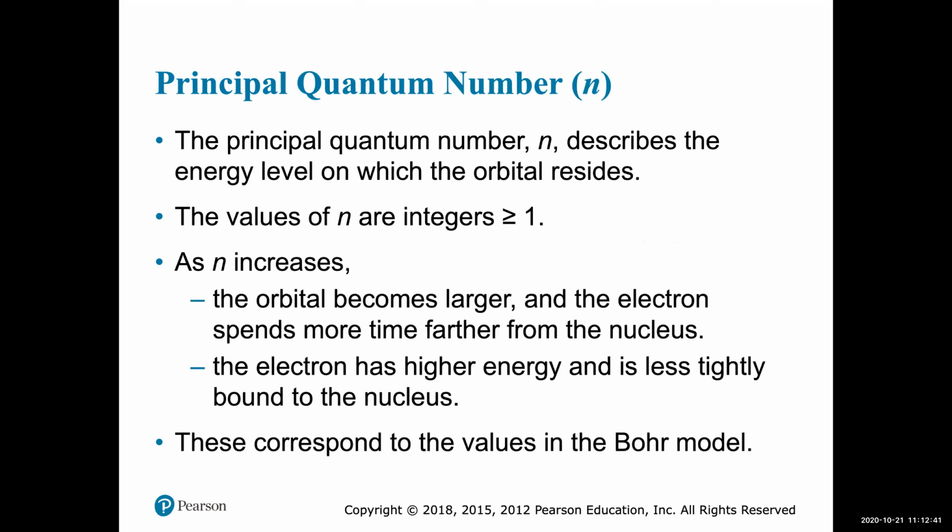The first one is the principal quantum number, n. The principal quantum number describes the energy level on which the orbital is at. The values of n are always integers, and they're greater than or equal to 1. As n increases, in other words, as you go from n equals 1 to 2 to 3 and so forth, the orbital becomes larger and the electron spends more time farther from the nucleus. The electron has higher energy and is less tightly bound for these higher n values.